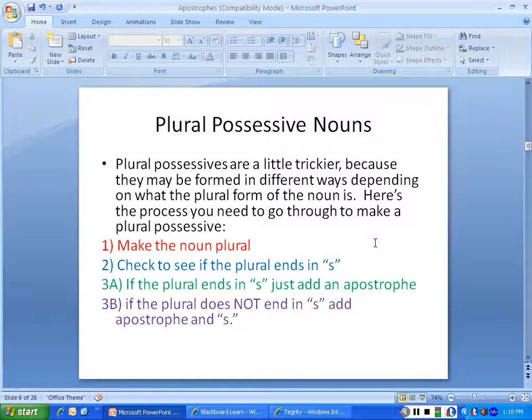Two, check to see if the plural ends in S. And then there are two choices for what you do next. Choice number one, A: if the plural ends in S, just add an apostrophe at the end of the word. Or B: if the plural does not end in S, add apostrophe and S to the end of the plural. Let's take a look at how this works.